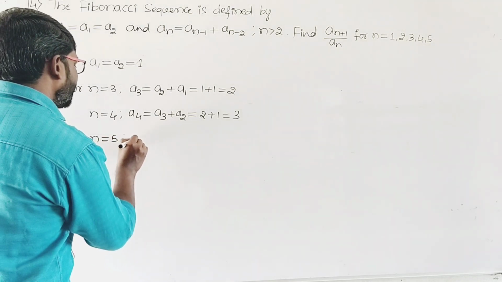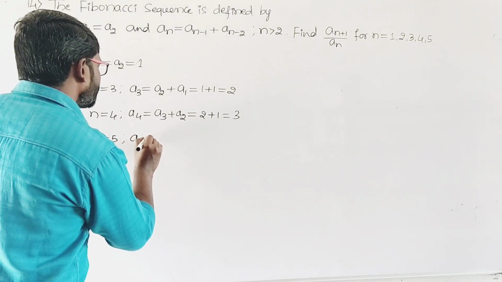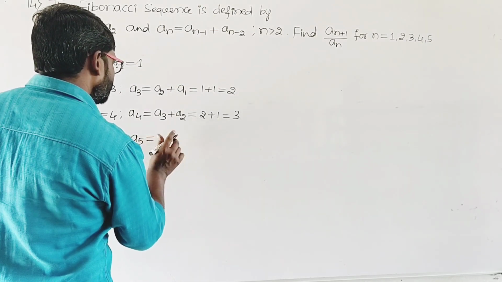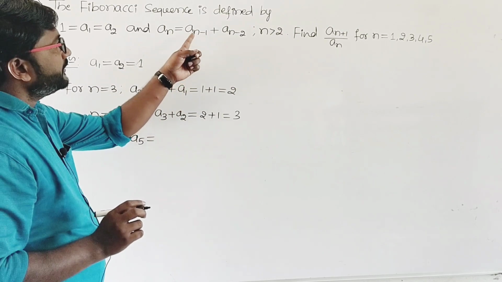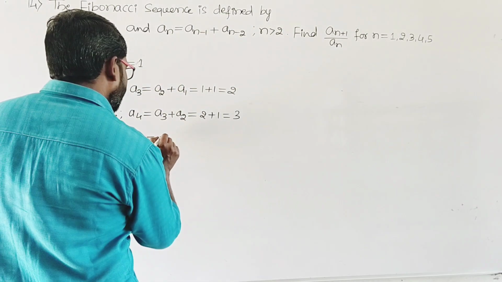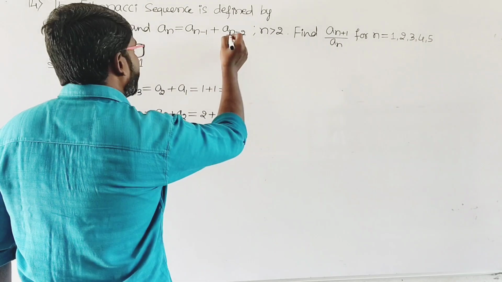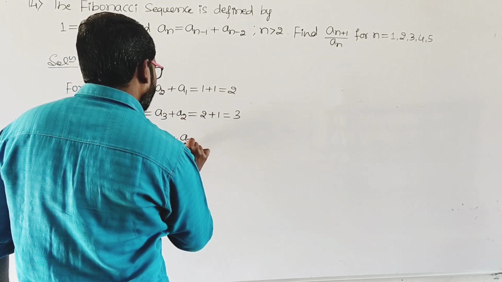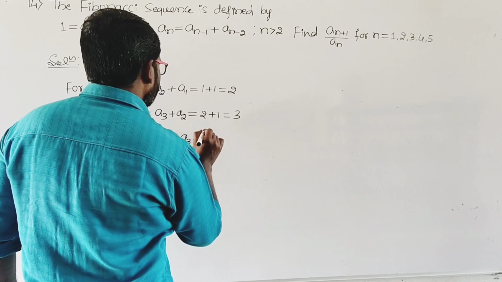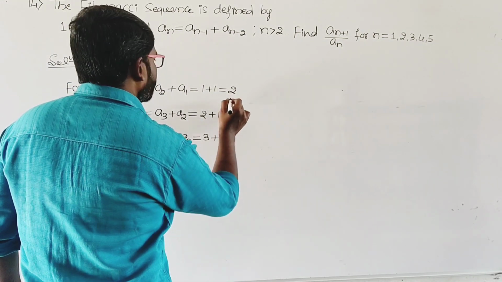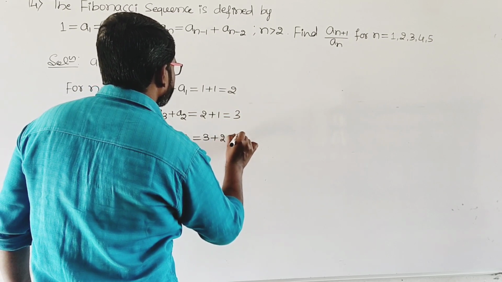For n equal to 5, you get a5 which is equal to 5 minus 1, it is 4, it is a4, plus 5 minus 2, it is 3, it is a3. Then which is equal to, so a4 it is 3 plus 2, it is 5.